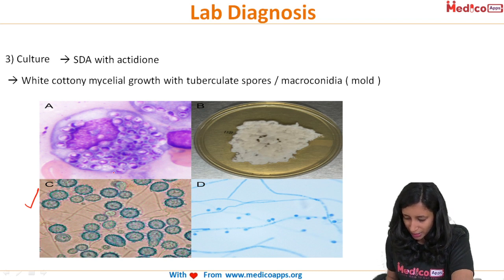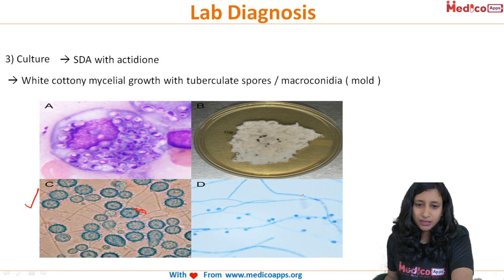Tuberculate macroconidia are nothing but your typical thick-walled, finger-like projections that you see. And microconidia are usually small, and these are smooth walled. These are the two findings that you see in your culture growth when you put them at 25 degrees centigrade.